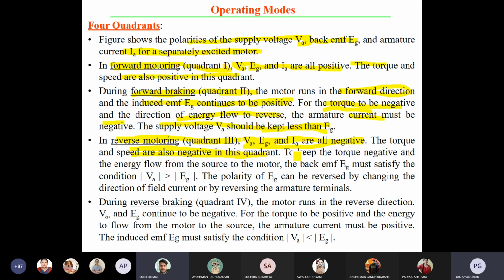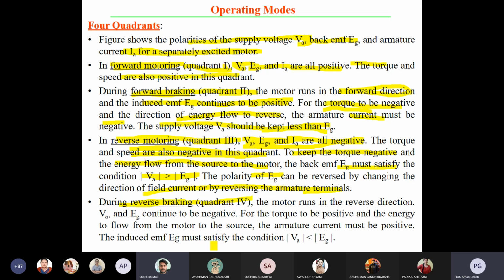To keep the torque negative and the energy flowing from the source to the motor, the back EMF EG must satisfy the condition that the magnitude of VA is greater than the magnitude of EG. The polarity of EG can be reversed by changing the direction of the field current or reversing the armature terminals. First is forward motoring, second is forward braking, third quadrant is reverse motoring, and fourth quadrant is reverse braking.